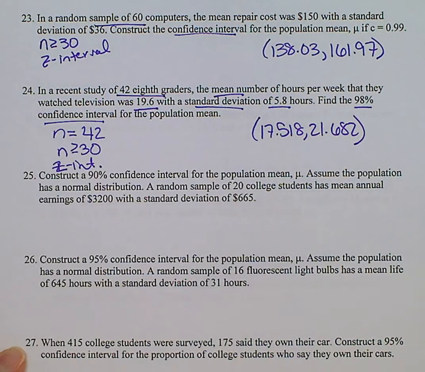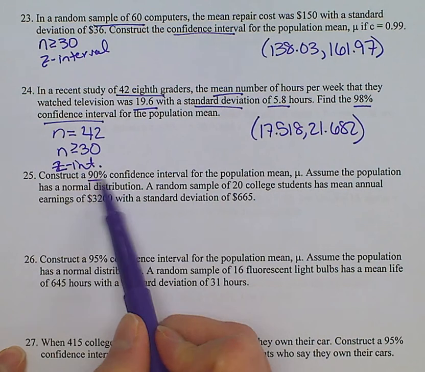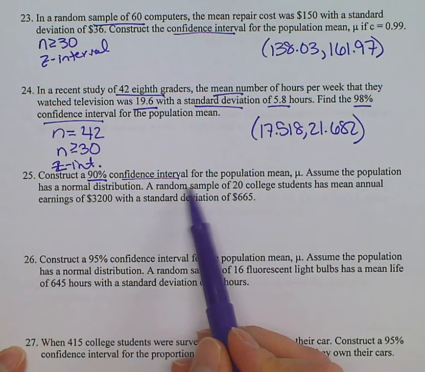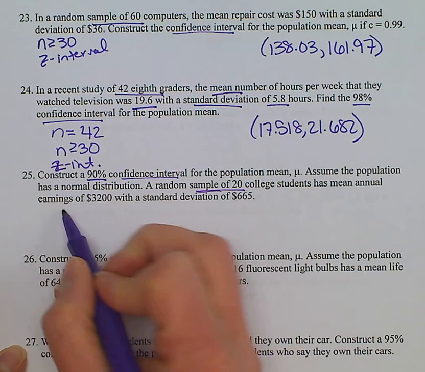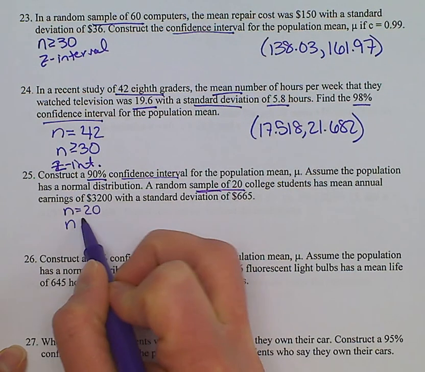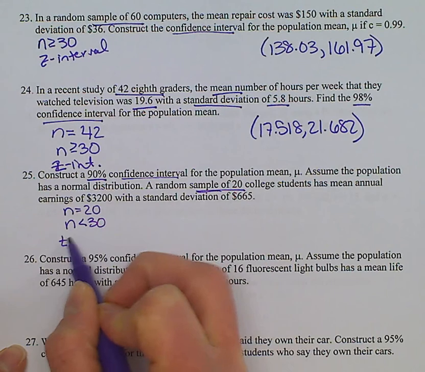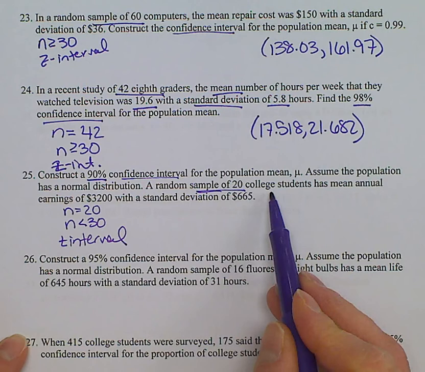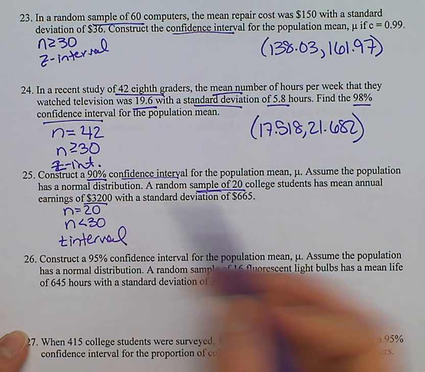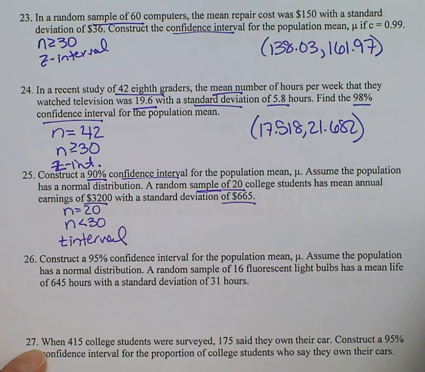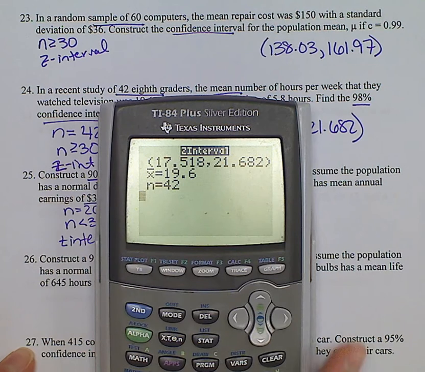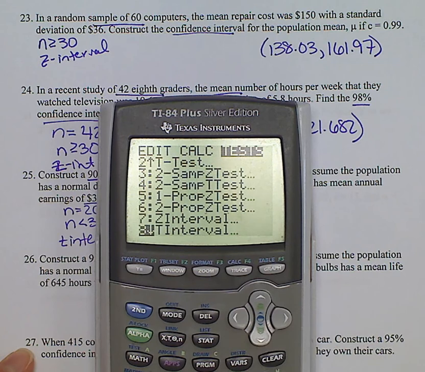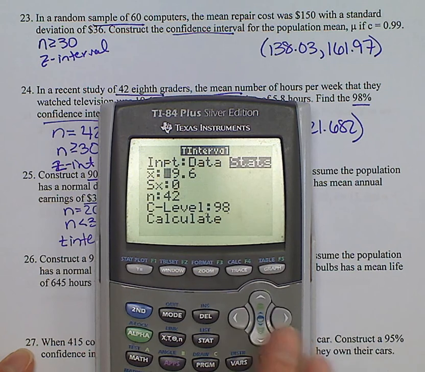25. Construct a 90% confidence interval. Assume the population is randomly distributed for a random sample of 20. So N equals 20, so N is less than 30, which means we have a small sample. Let's see, our mean was 3,200. Our standard deviation is $665. So we go to Stat, Test. This time we want T interval. We still have statistics. We don't have a data set.